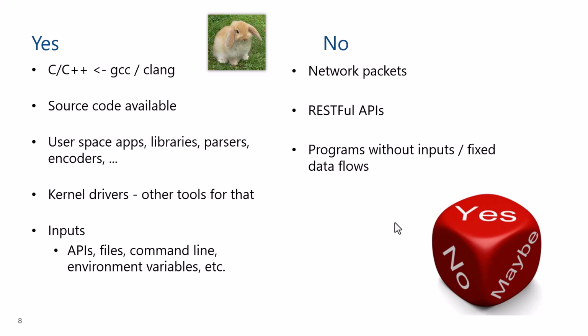And it's directed at user space apps. It could be libraries, parsers, encoders, you name it. Kernel stuff, there's other fuzzers for that, so I wouldn't use AFL here, but there are other tools for kernel stuff. And again, the inputs could be anything. So we talked about APIs and files, etc. It's not designed for network packets or RESTful APIs, websites, etc.